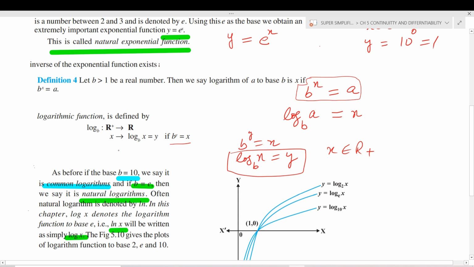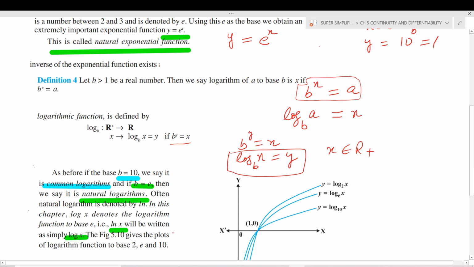And therefore, the domain of the logarithm function is the set of positive real numbers, and its range can be any real number. So its range is the set of real numbers.